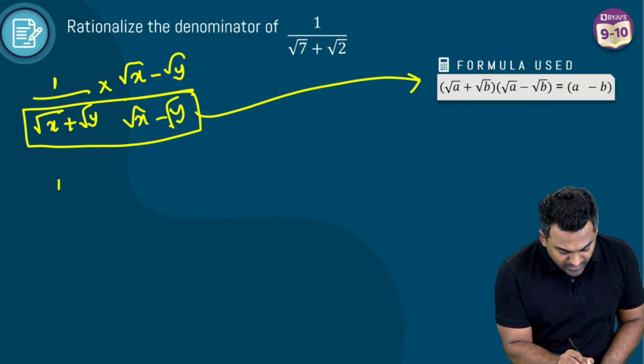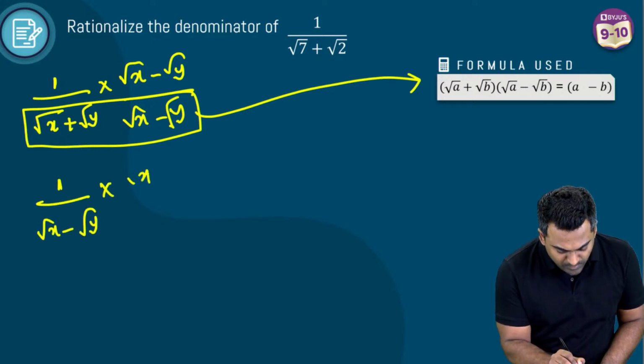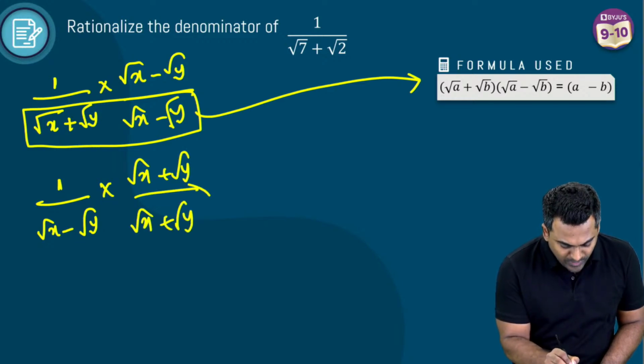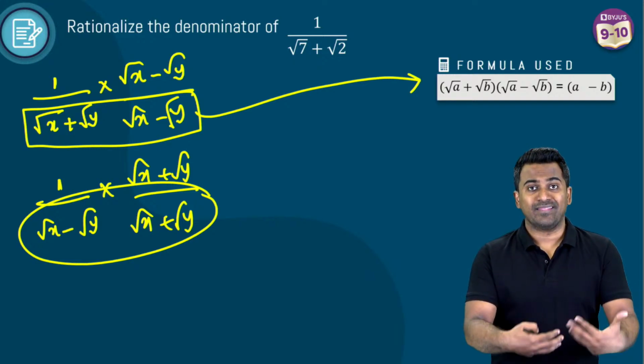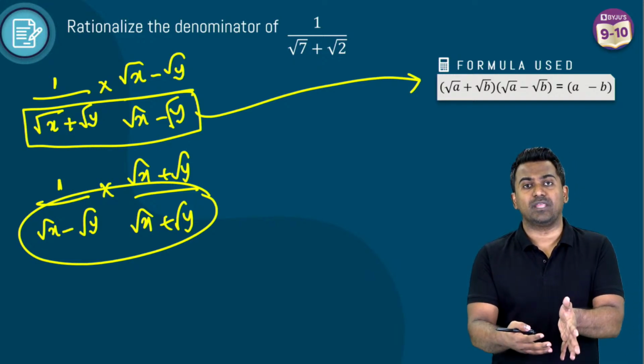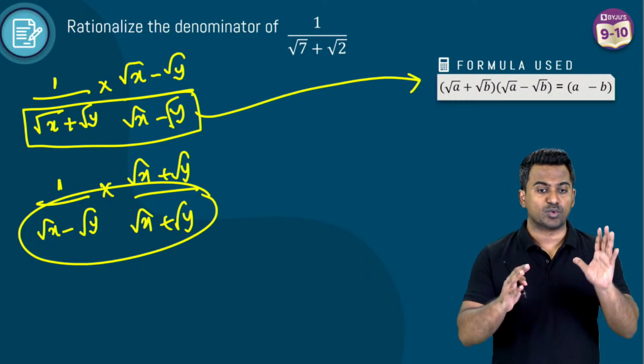And if the denominator has root x minus root y, then you will multiply the numerator and denominator by root x plus root y, because in the denominator we want to have a form that is a plus b multiplied with a minus b, giving us a square minus b square.